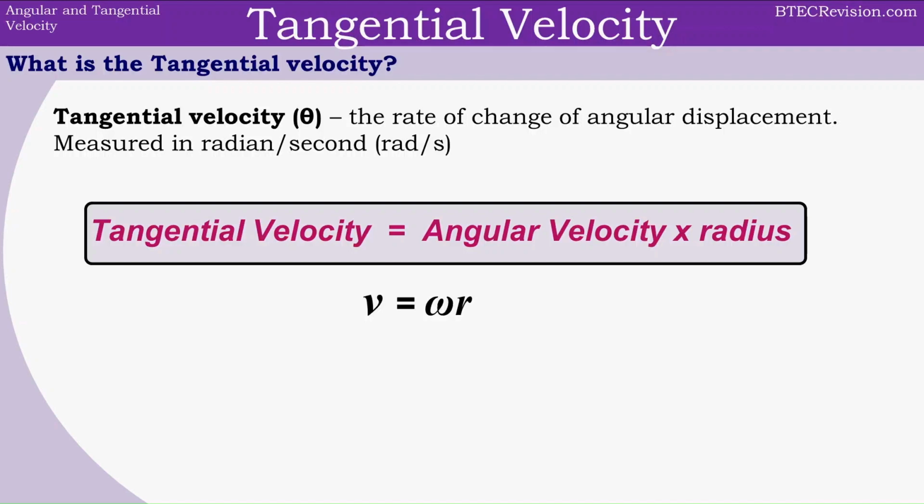Now we can look at tangential velocity. We can use this equation: tangential velocity equals angular velocity times radius. The short form of this is v equals omega r, where v stands for tangential velocity, omega stands for angular velocity, and r stands for radius. The units for this are: v is measured in meters per second, omega is measured in radians per second, and r is measured in meters.